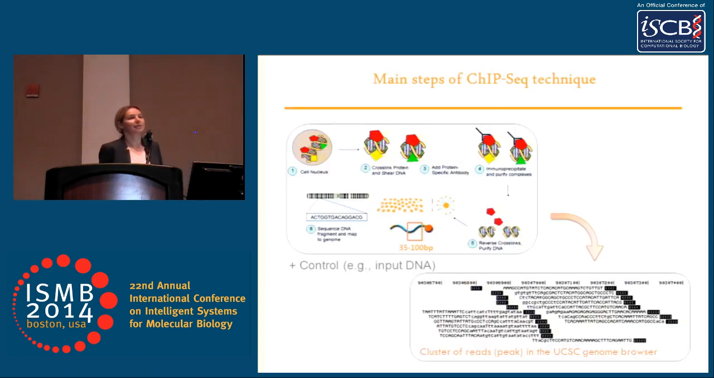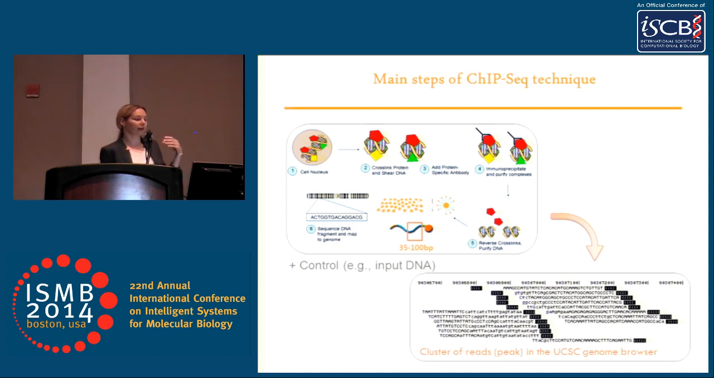These are the main steps. I will tell you briefly what they are for the ChIP-seq technique. What we do is cross-link DNA to the proteins so that proteins cannot detach from DNA. Then we shear DNA into smaller pieces using, for example, ultrasound. Then we take an antibody which is specific for our protein of interest, for example, some histone mark like H3K27 trimethylation, and we extract DNA-protein complexes which contain our protein of interest.